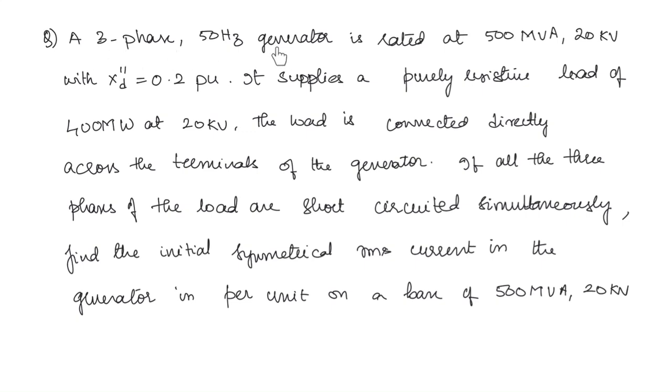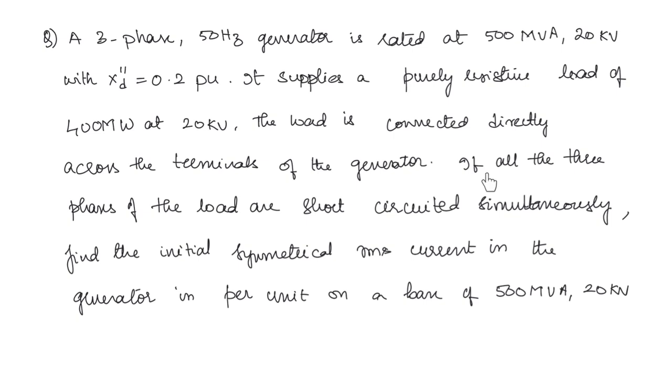A 3-phase 50 Hz generator is rated at 500 MVA, 20 kV with XD" equal to 0.2 per unit. It supplies a purely resistive load of 400 megawatts at 20 kV. The load is connected directly across the terminals of the generator. If all the 3 phases of the load are short-circuited simultaneously, find the initial symmetrical RMS current in the generator in per unit on a base of 500 MVA, 20 kV.